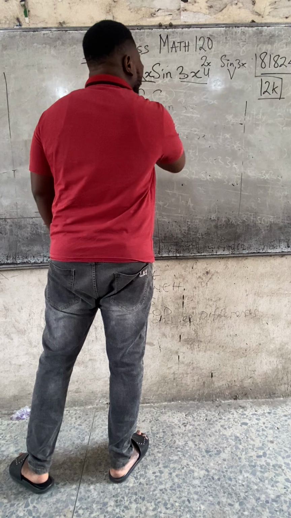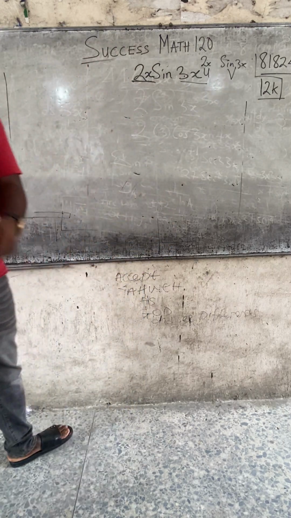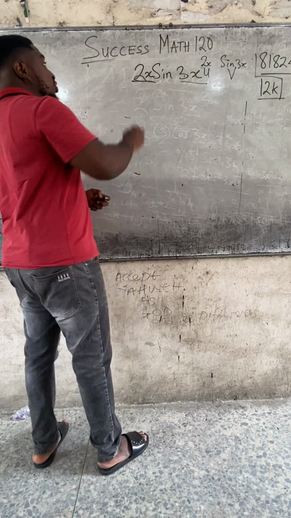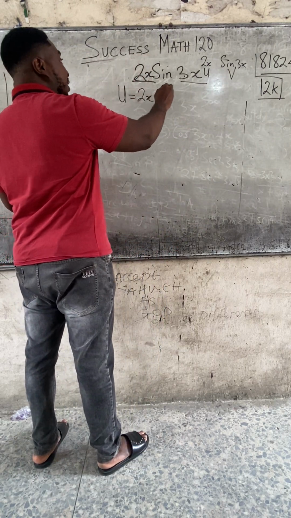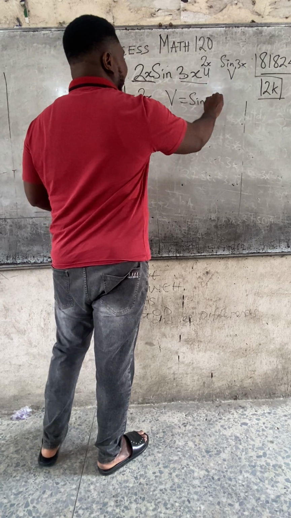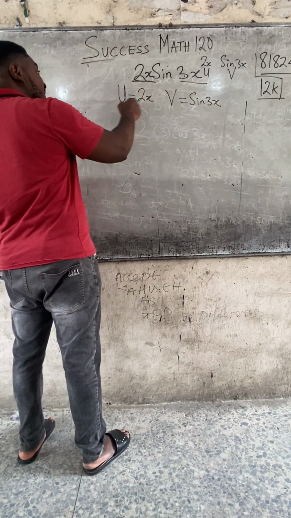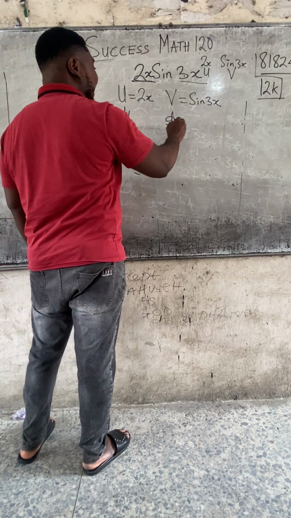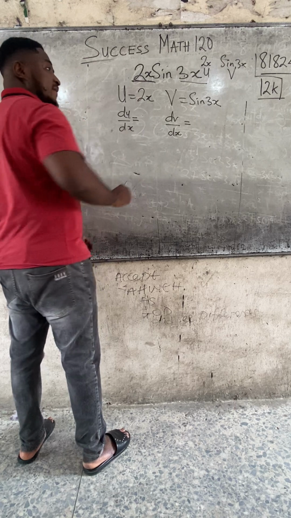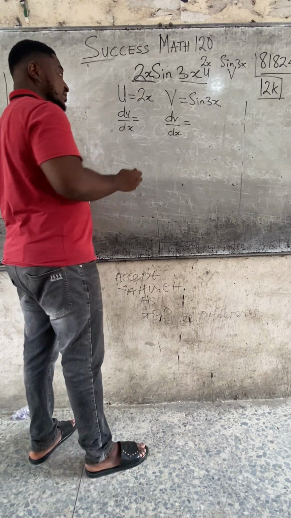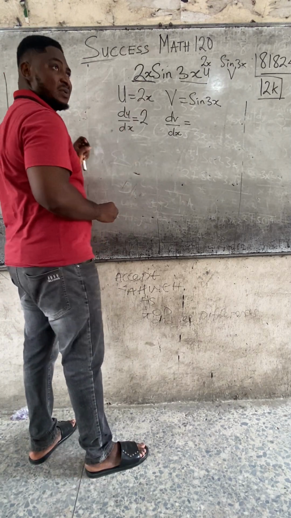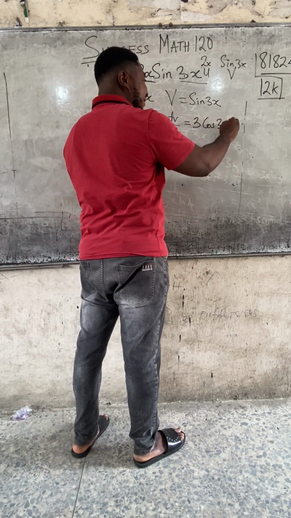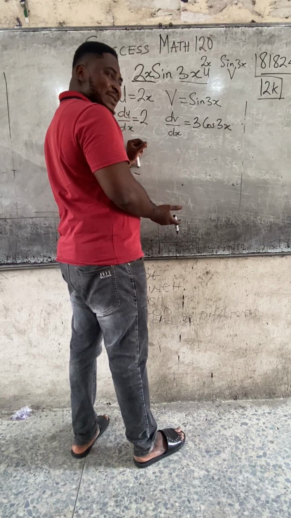So class, 2x sine 3x must be split into 2 components. I've taught you product rule today. Call the first component u and the second component v. So u is 2x. Thank God I taught product rule, making my work easy. And v is sine 3x. What is the rule in product rule? Differentiate u with respect to x to get du, and differentiate v with respect to x to get dv. Differentiate 2x, you have what? 2. Differentiate sine 3x, what do you have? 3 cos 3x. You all understand why now, right? I taught you.